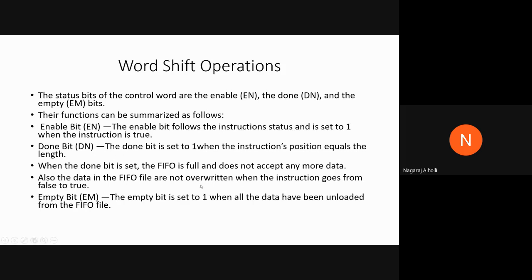Also, data in the FIFO file are not overwritten when the instruction goes from false to true. If the instruction has written the data into the file and you want to load more data, first the data has to be unloaded. Then only we can store one more new data into the FIFO file. Otherwise, it cannot be stored. Empty bit, EM bit: the empty bit is set to 1 when all the data have been unloaded from the FIFO file. When all the words have been unloaded, that makes the empty bit set to 1.